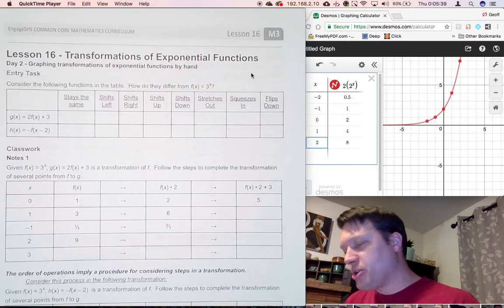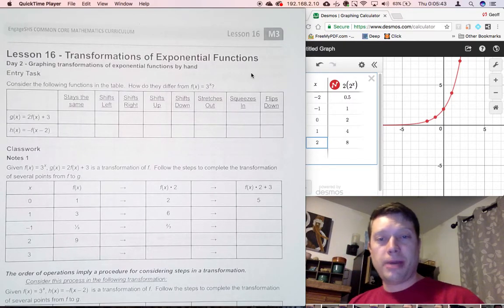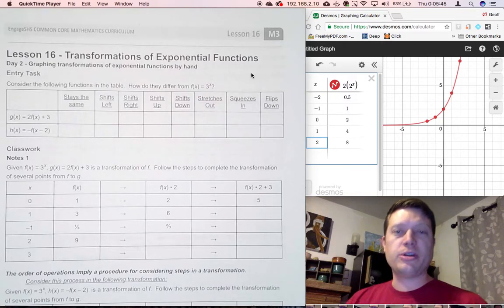Consider the following functions in the table. How do they differ from f of x equals 3 to the x? We're changing the base from 2 to 3, just for a little bit of a different example.